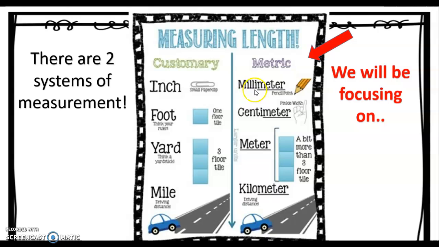The millimeter, which is the smallest, like a pencil point. The centimeter, which you think of a fingernail width. The meter, like a meter stick. If you stretch your arms out from fingertip to fingertip, you can kind of think of a meter or a yard. They're very similar. And a kilometer, that's the distance of driving, kind of like miles. So when you think of kilometers, think of miles.